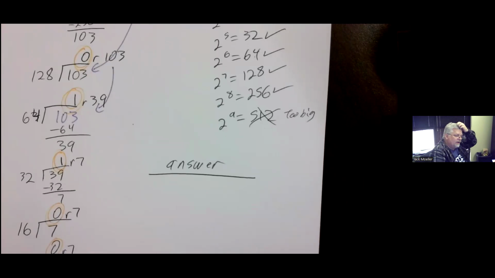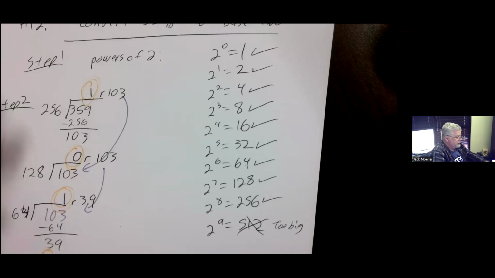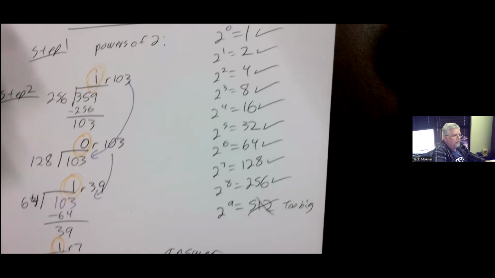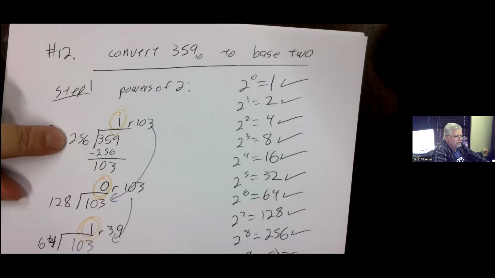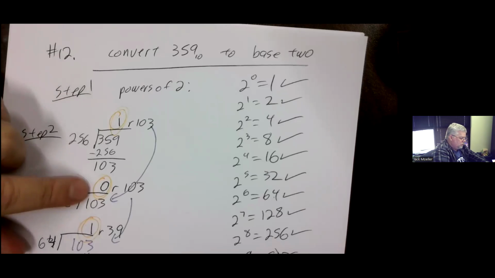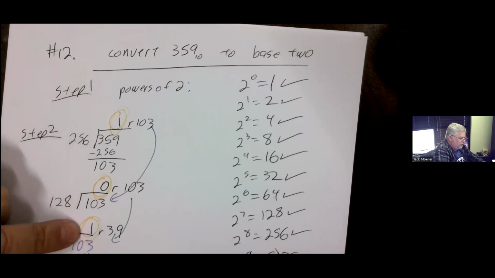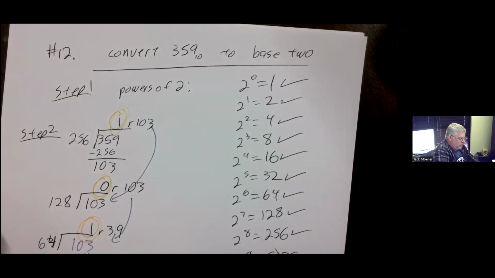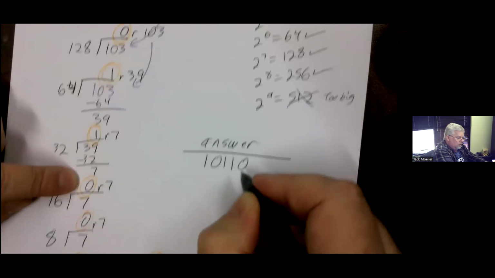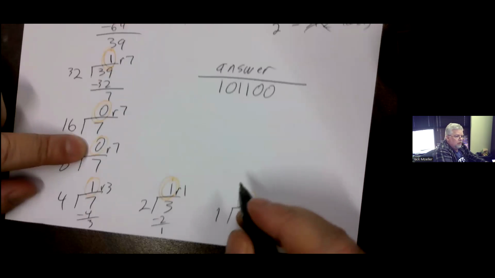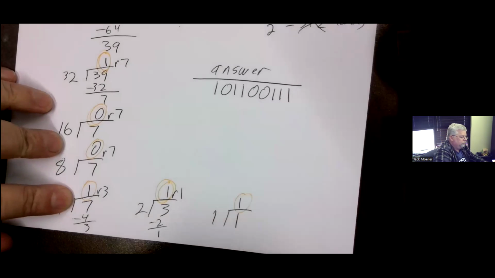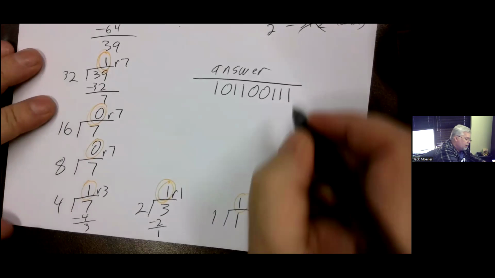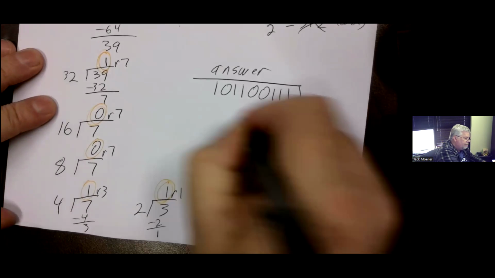All right, so what is our answer? So we have all these answers to our division. Remember, if we're going from left to right, always start with the answer from the biggest divisor. So it's going to be 1, 0, 1, 1, 0, 0, and then 1, 1, 1. And this is binary, base 2.